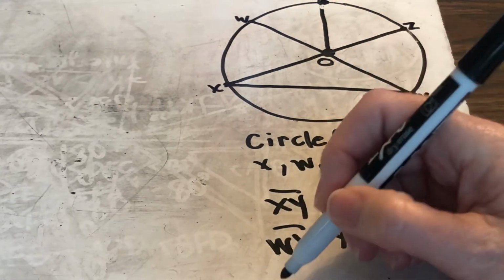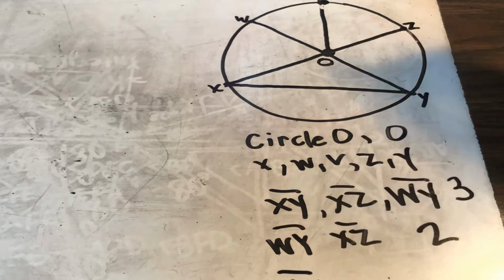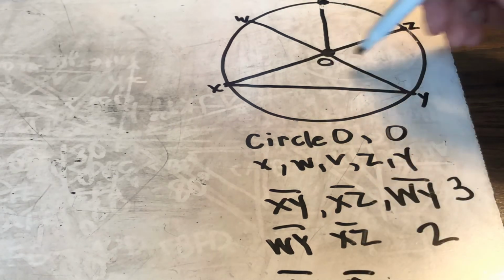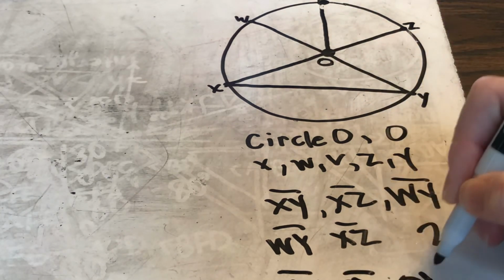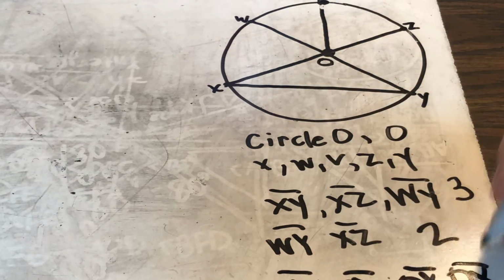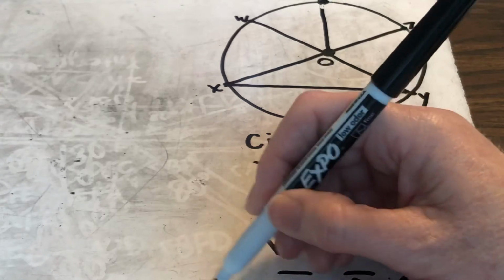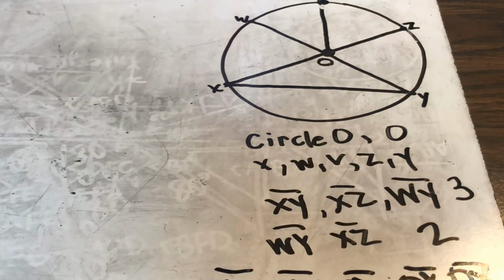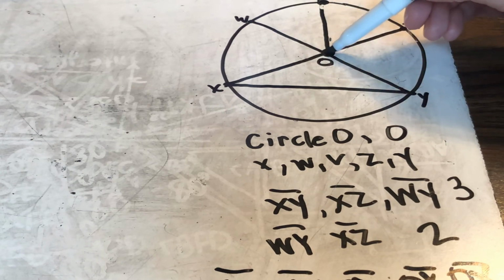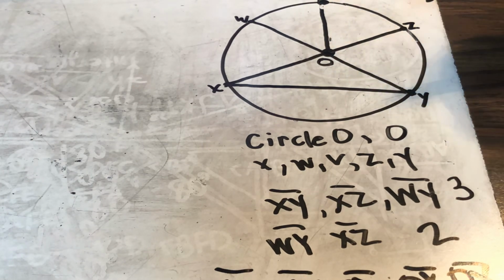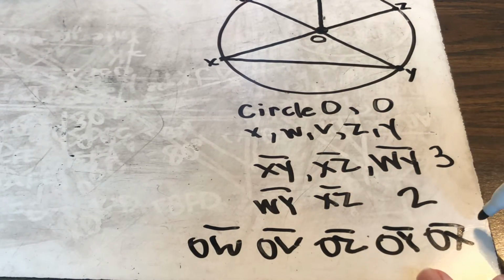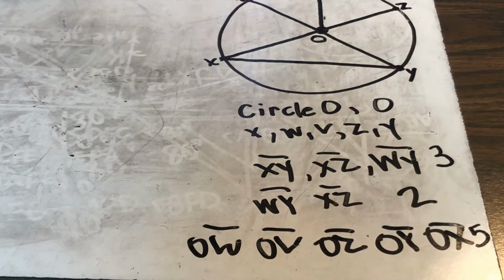OV would be 1, because it's at the center. OZ would be 1. OY. OX. OW, I'm going to have to write that one out here. Okay, yeah, that's all of them that I see. Those are all radius, guys. They go from the center to an endpoint on the circle. So how many total do I have? 1, 2, 3, 4, 5. There are 5 radii in this circle.